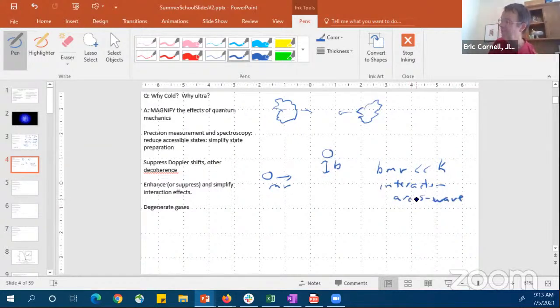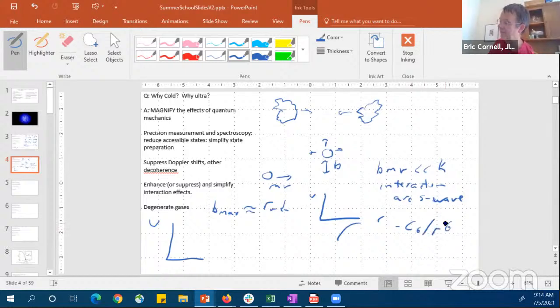So if you work out what that is, the atoms have got some range of interaction. So we can talk about what's the maximum that the impact parameter can be. And that's something called the van der Waals length. If you've got some interaction between two particles at long range, it almost always goes as minus C6 over R to the 6th.